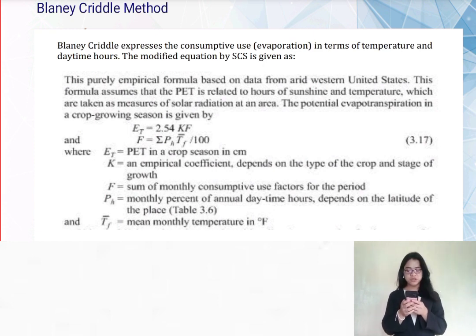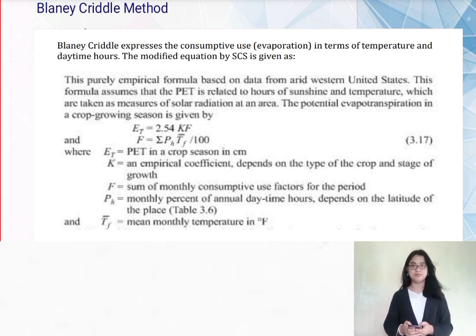where K is an empirical coefficient that depends on the type of crop and stage of growth, where F is the sum of monthly consumptive use factors for the period, where P sub H is the monthly percent of annual daytime hours, which depends on the latitude of the place, and T sub F is the mean monthly temperature in degrees Fahrenheit.